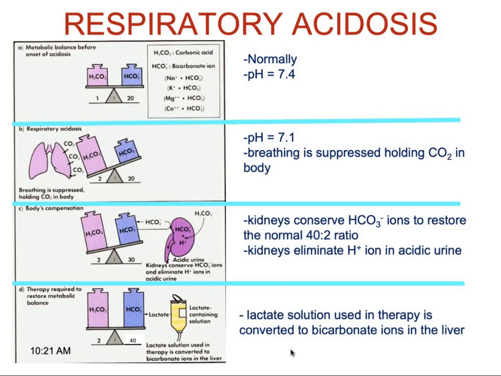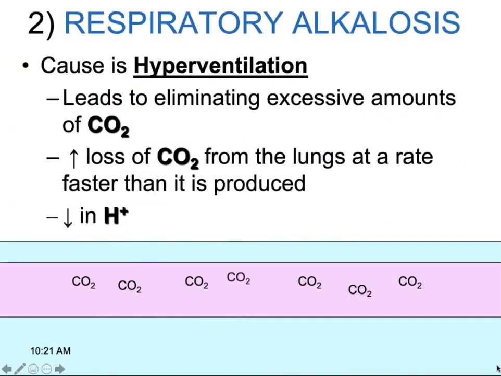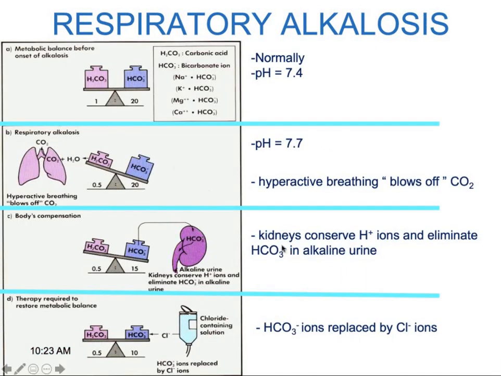This was respiratory acidosis. Let's move on to respiratory alkalosis. In this, the cause is hyperventilation. When there is hyperventilation, it leads to eliminating excessive amounts of carbon dioxide. So there is increased loss of CO2 from the lungs at a rate faster than it is produced, which leads to a decrease in hydrogen ion concentration.